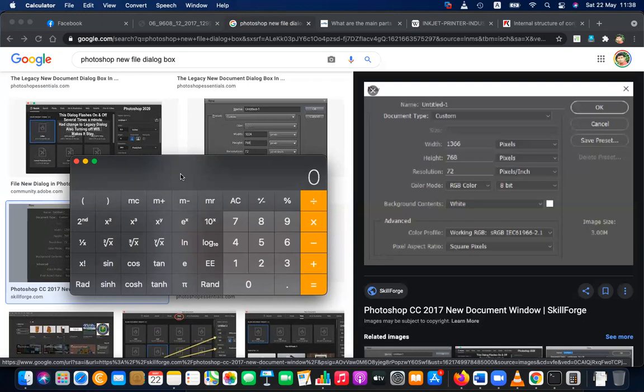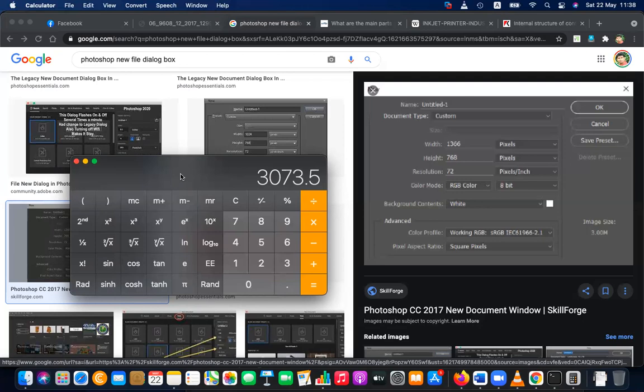Therefore, the width is 1366 and the height is 768. This is the total number of pixels. One pixel will have 24 bits. This is the total number of bits. How many bytes? You have to divide by 8. Then you'll get this number of bytes. How many kilobytes? Divide by 1024. This is the number of kilobytes.